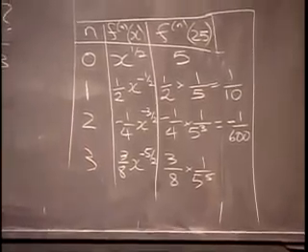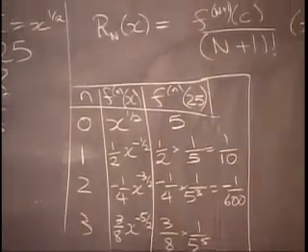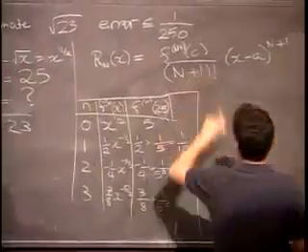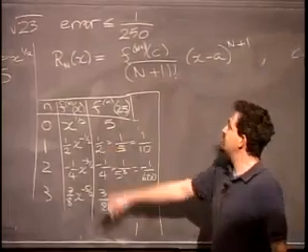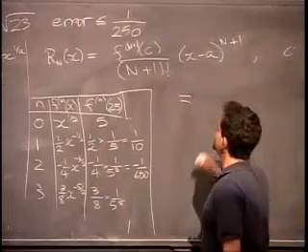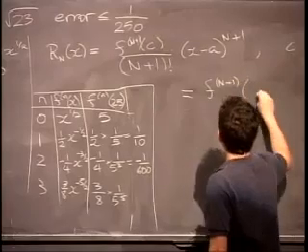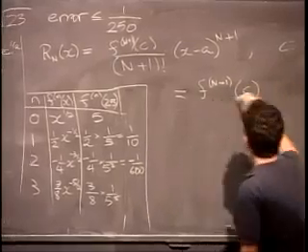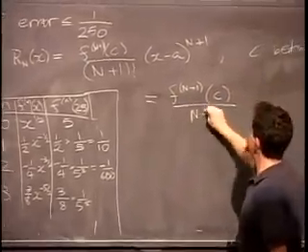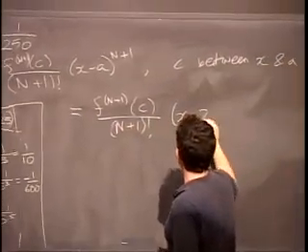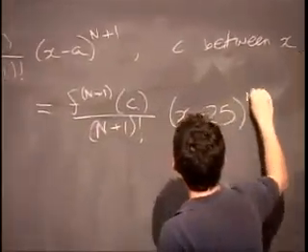Okay, so in this case, I don't know what n is. So the best I can do is write that this is f^(n+1) at c, and keep the n plus 1 factorial, and let's write x minus 25 to the n plus 1.